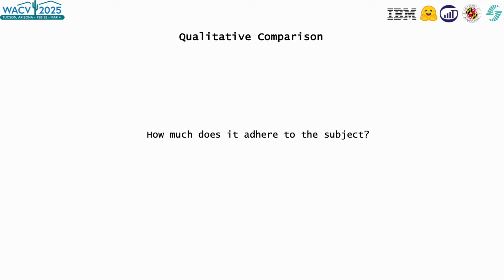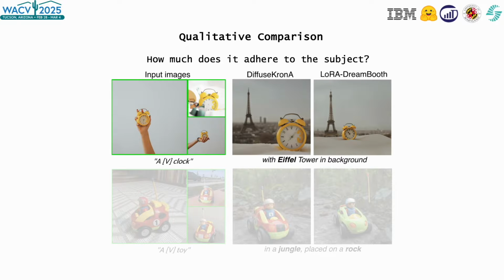Having seen all the capabilities, let us also explore how well DiffuseKronA adheres to the given image and text. Let's start with the prompt: a clock with the Eiffel Tower in the background. DiffuseKronA not only places the clock accurately within the scene, but also maintains the clock's unique design details such as the number 3, ensuring it remains the focal point. In contrast, LoRA-DreamBooth struggles to balance the background and subject, often losing key features of the clock.